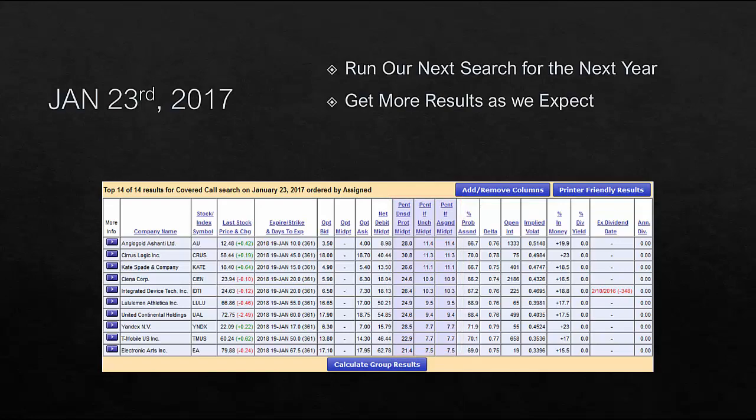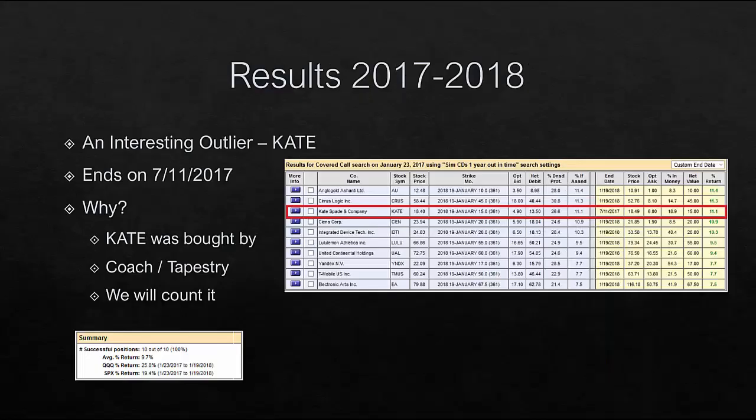Well, we calculate the group results going forward, and here we see a 100% success rate of the top trades that match the criteria. The average return is 9.7% on those positions. At the same time, Qs are up 25.8%, and SPX was up 19.4%. There is an outlier here, and that's the Kate Spade Company.